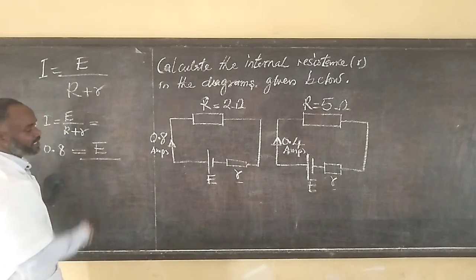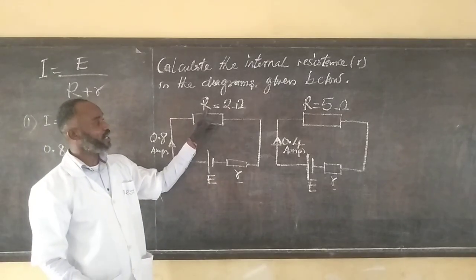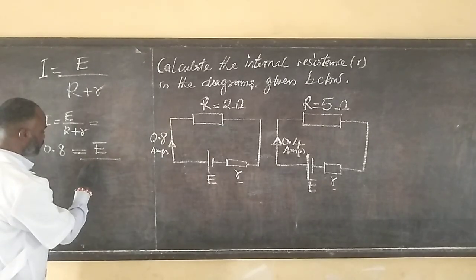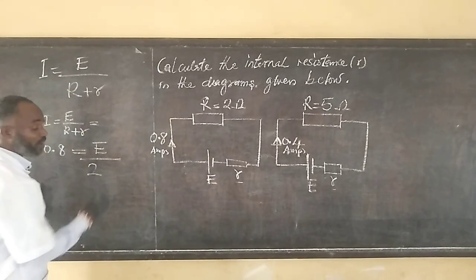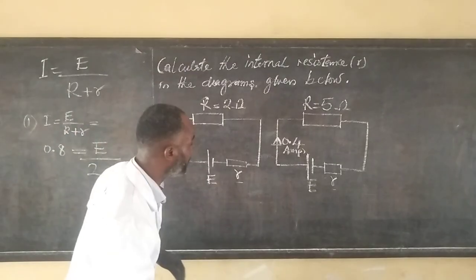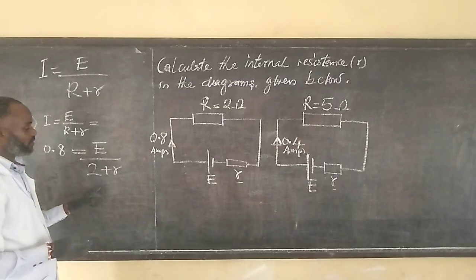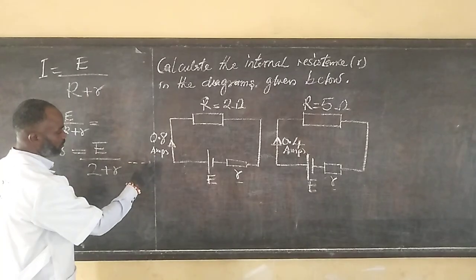Then the next thing we substitute is capital R, which is given as 2. Small r, the internal resistance, is not given. So we have 2 plus small r, the internal resistance. We call this equation number 1.